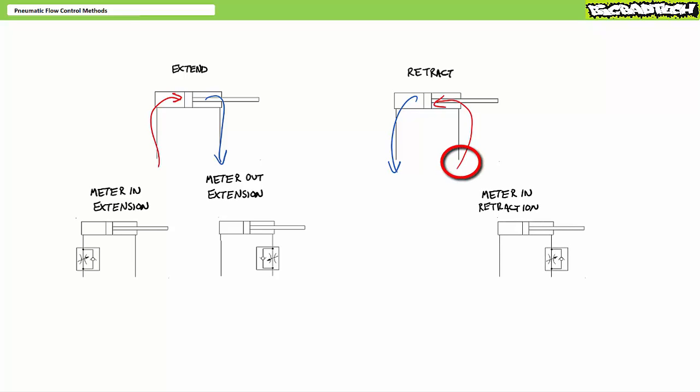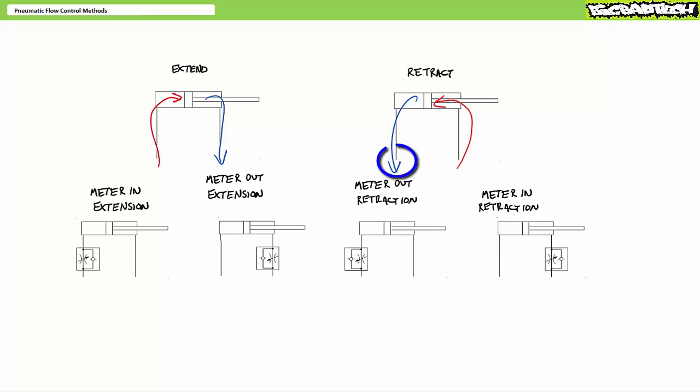To control retraction, we could restrict flow coming into the rod end. The slower the rod end fills up, the slower the cylinder will retract. This is known as meter-in retraction. Alternatively, we could restrict flow coming out of the cap end. The slower the cap end drains, the slower the cylinder will retract. This is known as meter-out retraction. This yields four different methods of actuator speed control: meter-in extension, meter-out extension, meter-in retraction, and meter-out retraction.